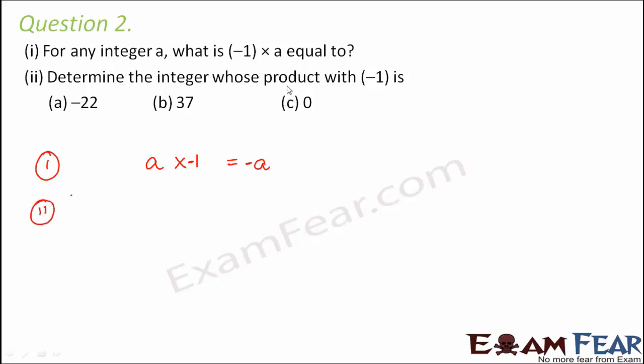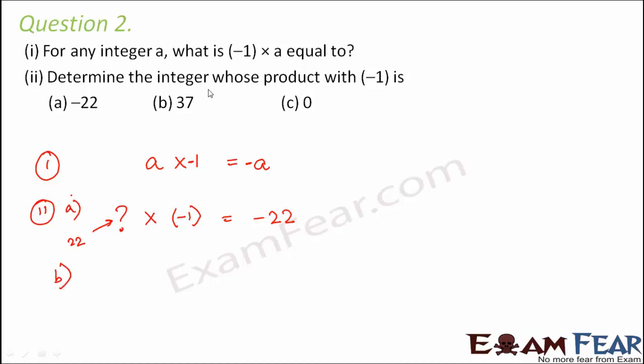Determine the integer whose product with minus 1 is minus 22. So what is that integer which, let's say I don't know the integer, when multiplied with minus 1 gives minus 22. As you saw here, whenever you multiply any integer with minus 1, its sign changes. So that means the integer which would have been multiplied with minus 1 must be the same integer with opposite sign. So basically this integer would be 22.